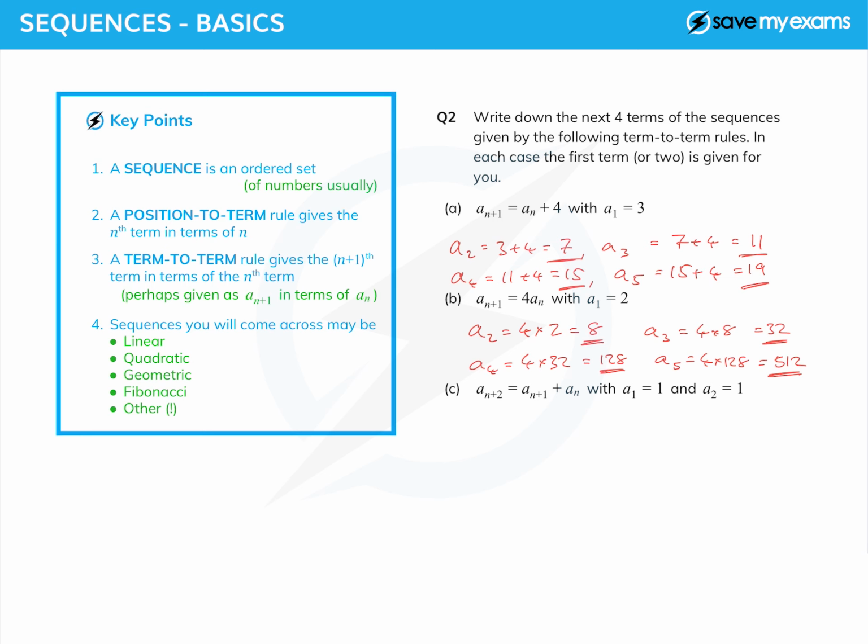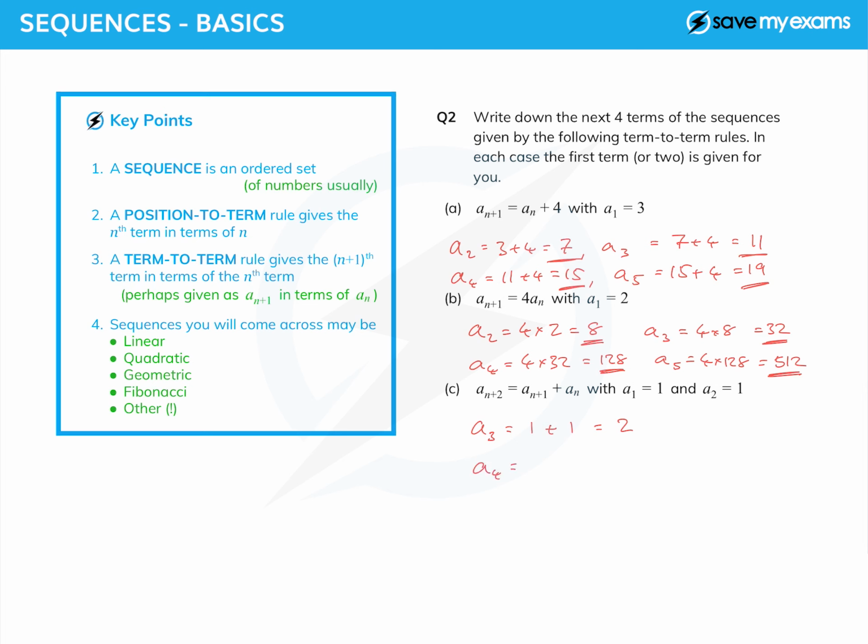And then this last one, well, look at this. This is a bit different. To find an plus 2, we take an plus 1 and add an. And this is, in fact, a Fibonacci sequence. Okay, because you take 2 terms and add those together. So that a3 is a2 plus a1, and we're given those over here. They are both 1. So a3 will be equal to 2.